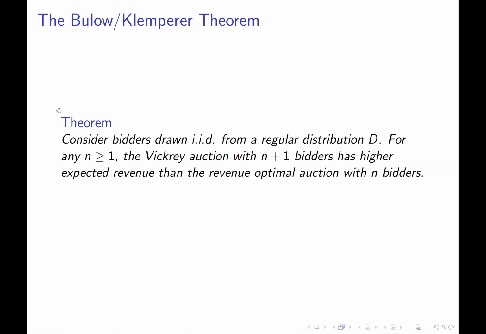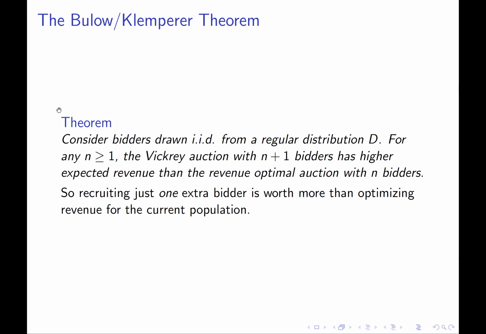And this actually extends quite generally. So here's the theorem. Suppose we're in this setting where we've got some number of bidders n, drawn IID from a regular distribution. No matter what n is, it turns out that if we just run the Vickrey auction with one extra bidder, so we maximize welfare not amongst n bidders, but amongst n plus 1 bidders, then our revenue is going to be better than if we focus exclusively on maximizing revenue, running the revenue optimal auction, but only with n bidders.